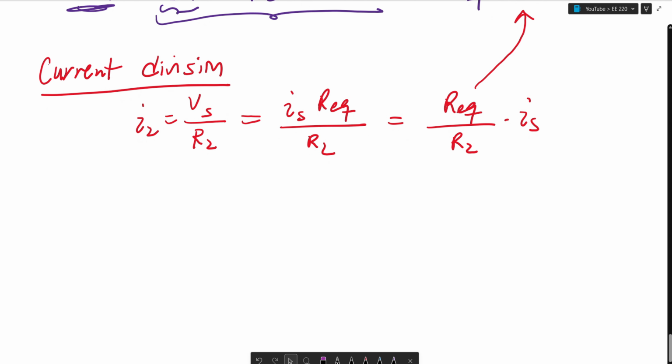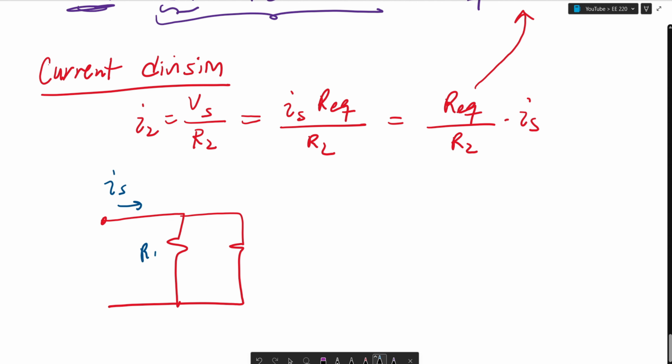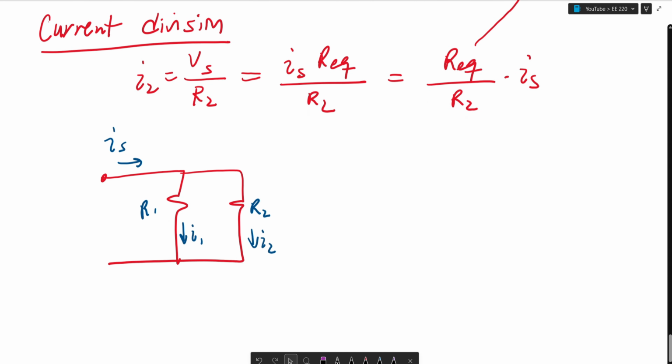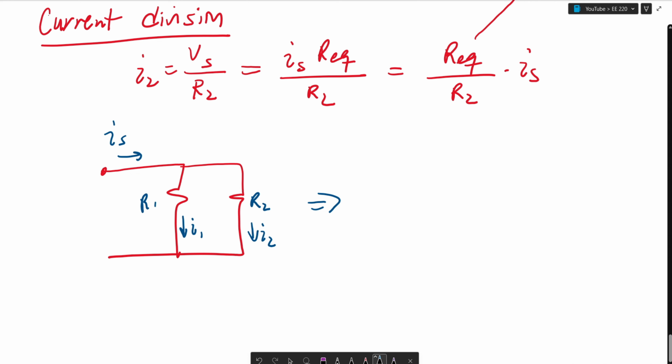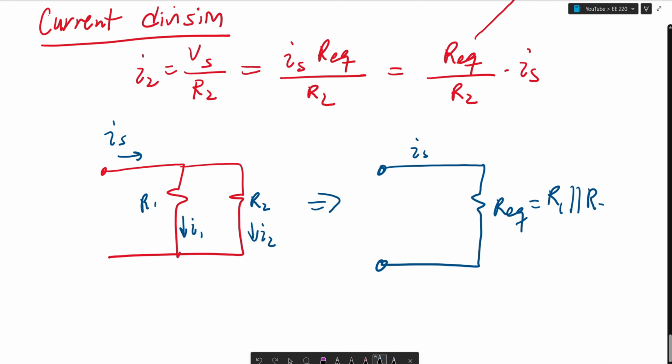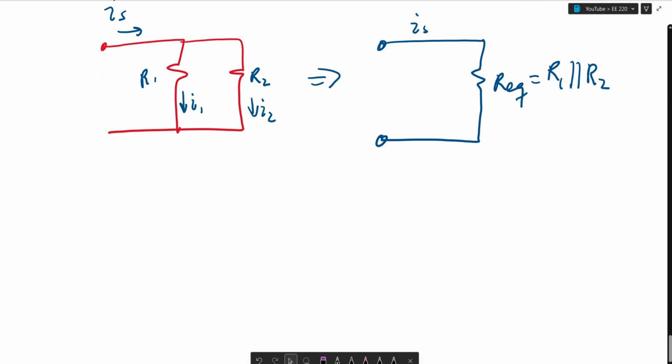But for a quick example, if you're given that there's a certain Is coming in here, and this is R1 and R2, and this goes down to I1 and this goes down to I2, we would say that Is goes to an R equivalent, which is equal to R1, and a shorthand way to write in parallel is 2 slashes in between the resistors. And we'll prove that. So basically, this is equal to R1 R2 over R1 plus R2.